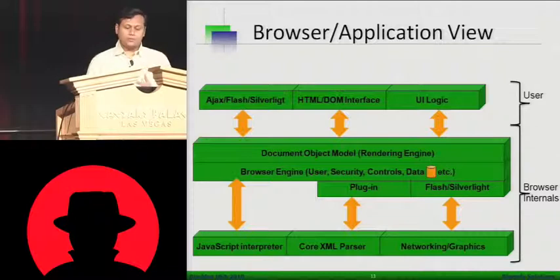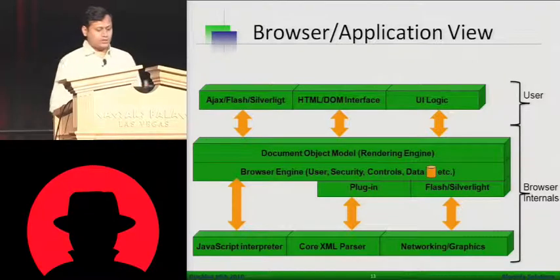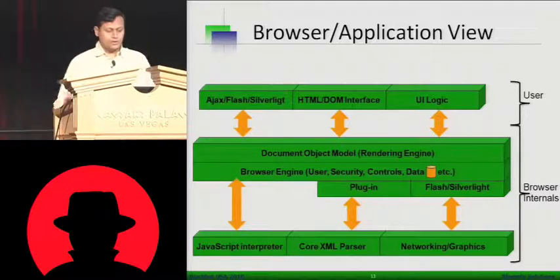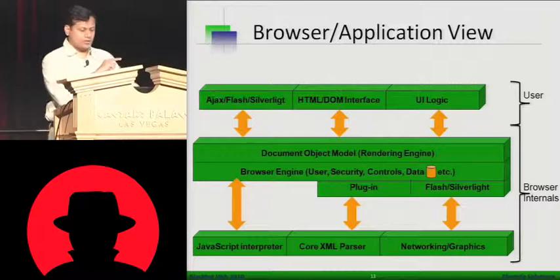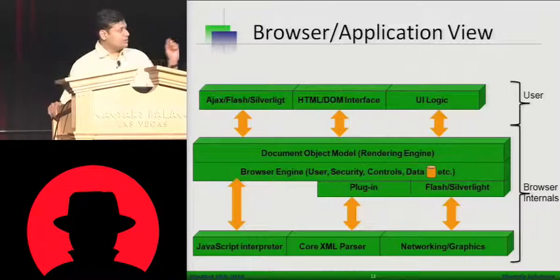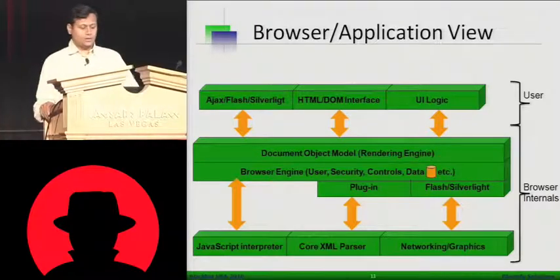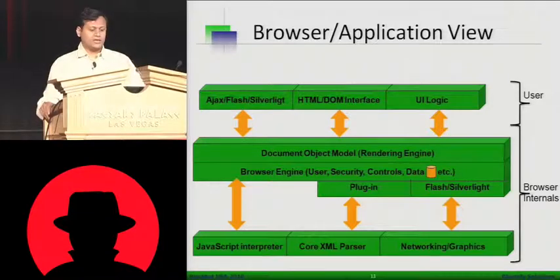So this is how the browser would look like. You have a browser where you have JavaScript, core XML parser, network, graphics, etc. sitting, and then you have a browser engine where user security controls, data, etc. would be sitting, and some of the plugins are installed. And then you have a document object model. That's the rendering engine. That's the piece where we are attacking over here. And then you have components which are coming from the application like Ajax, Flash, Silverlight, HTML, DOM, UI logic, etc. So that gets loaded in the browser, and then you start working back and forth.